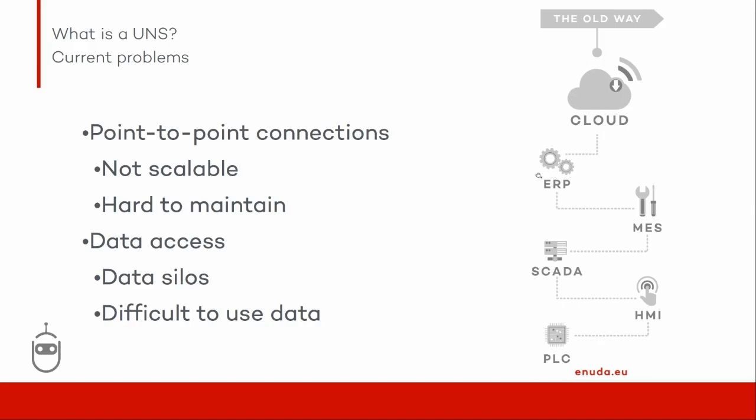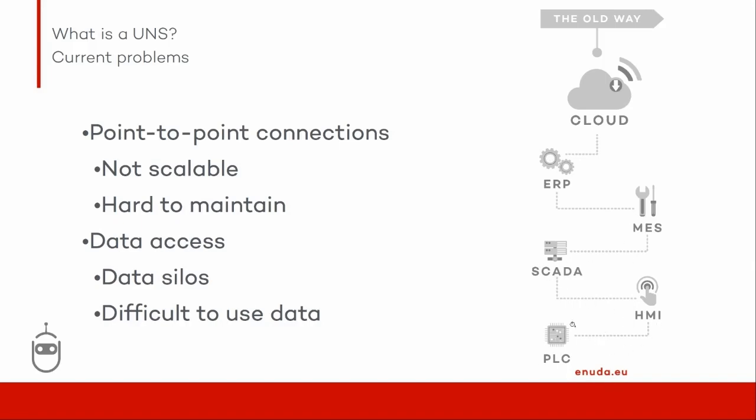And within each of these levels, signals or data can only move one level up or one level down. So it needs to go through all the levels in order to progress up to the cloud, for example, and from the cloud down to the PLC, it needs to go through any of these levels down to the PLC. And that gives us some problems.